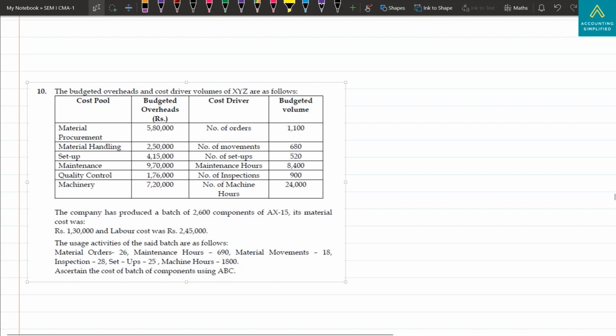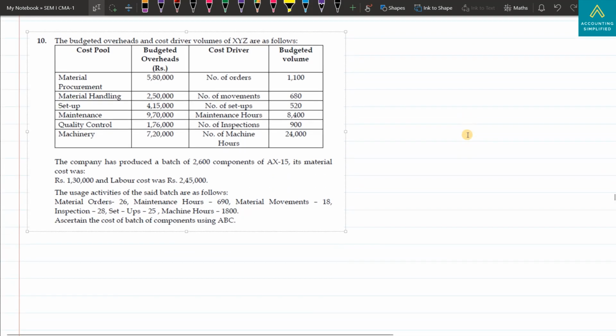Hello and welcome. Today, in this session, we are going to solve example number 10, which is given in your pamphlet. First of all, we are reading this example number 10 and we are solving the same.